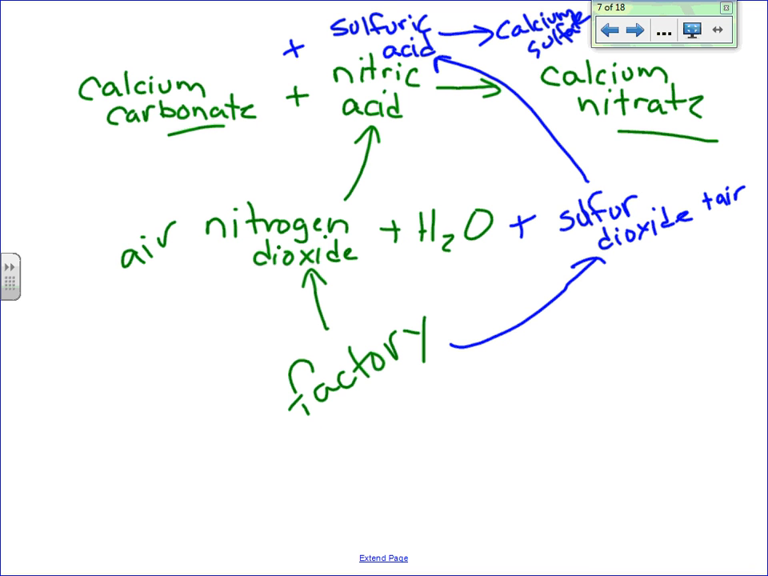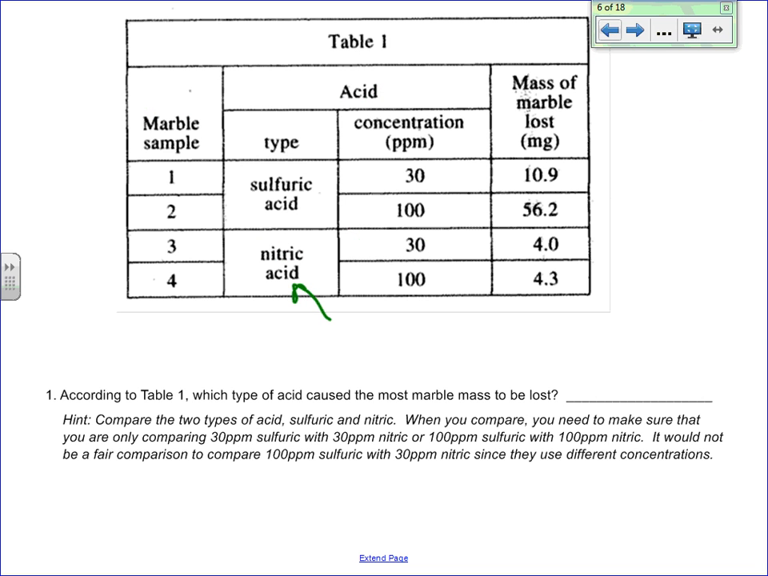All right. If you can follow this train, you can answer any question about this, because this is essentially the conclusion that they came up with. That factories are bad because they make pollution. That pollution mixes with water, which makes acid. The acid mixes with buildings and breaks them up. All right. Now thinking about that, let's take a look back at this question. According to Table 1, which type of acid caused the most marble mass to be lost?